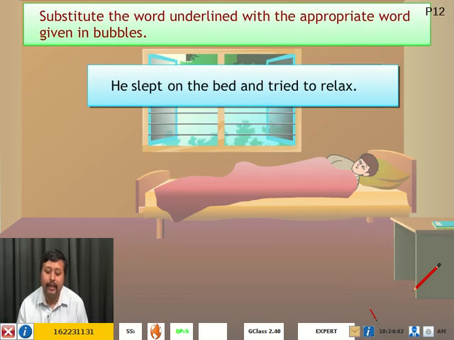Alright. He slept on the bed and tried to relax. If he's sleeping on the bed, then he's sleeping only.